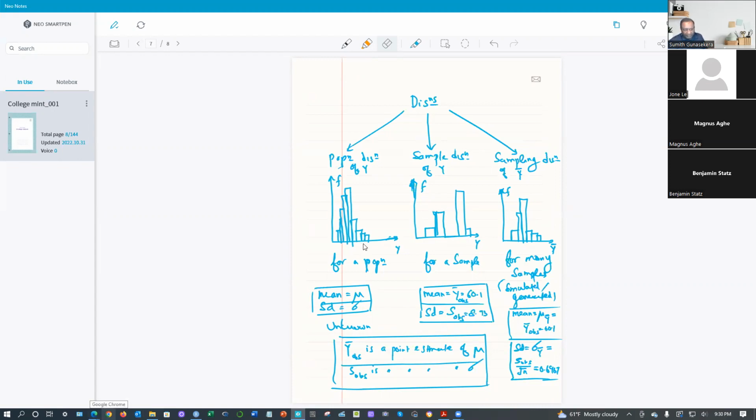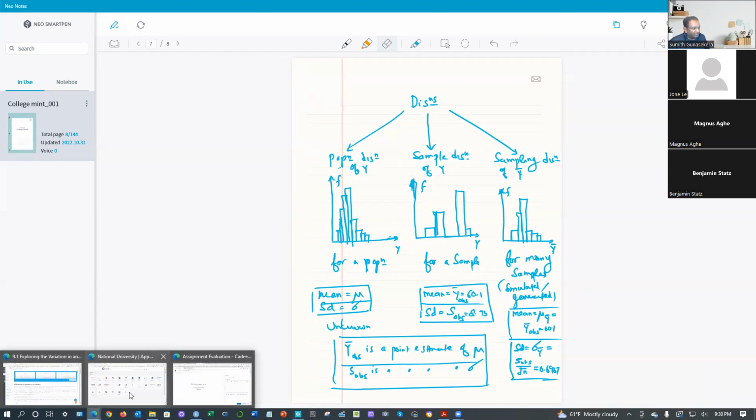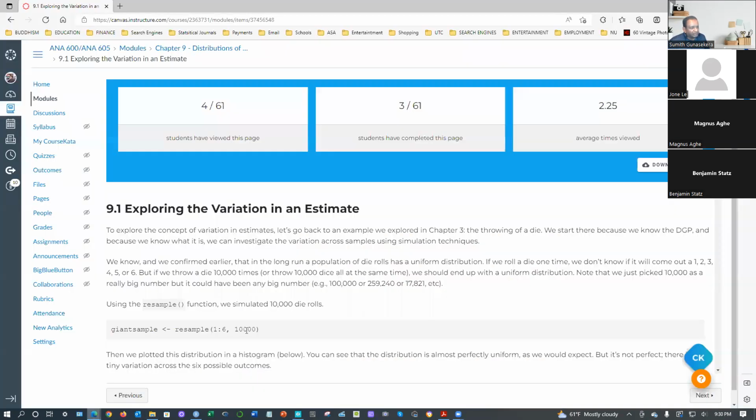Not in every example. In most scenarios, we have no clue about the population, the distribution, the population histogram. But this would be one of the best examples in which we can talk about all these three. That's why they have chosen it.